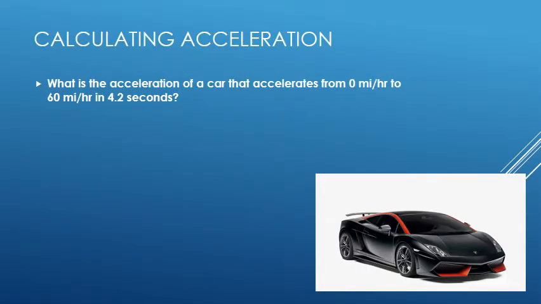Let's practice calculating acceleration. Here's an example. What is the acceleration of a car that accelerates from 0 miles per hour to 60 miles per hour in 4.2 seconds? Let's start by finding the given information in this problem. It starts at a speed of 0 miles per hour and ends at a speed of 60 miles per hour, and it takes 4.2 seconds to get up to speed. We call this the 0 to 60 test. It's a pretty common test with sports cars.